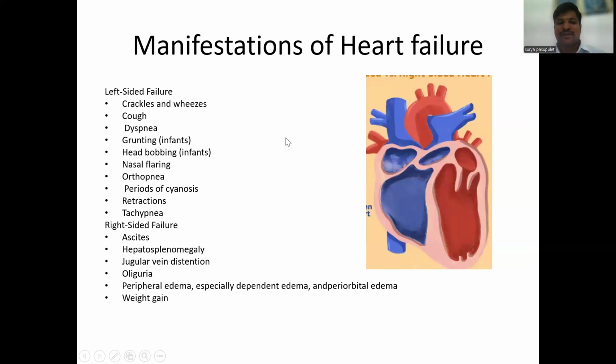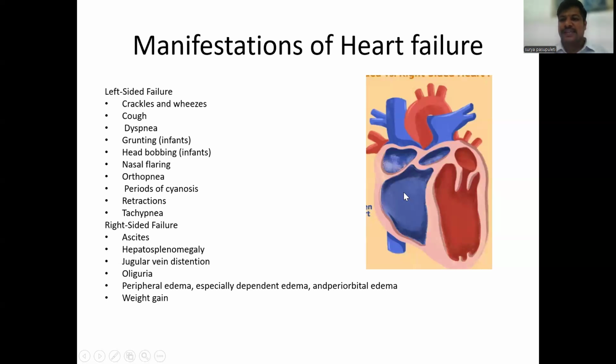Because of pulmonary edema, there will be tracheal wheezes and cough, dyspnea, grunting, head bobbing, nasal flaring, orthopnea, periods of cyanosis, retractions, and tachypnea. So these are all the symptoms: grunting, nasal flaring, retractions, tachypnea. These are all the symptoms of respiratory distress. Hence, in left side heart failure, there will be symptoms of respiratory distress along with crackles, wheeze, cough, dyspnea, head bob. And in right side heart failure, the right ventricle can't pump blood outside.